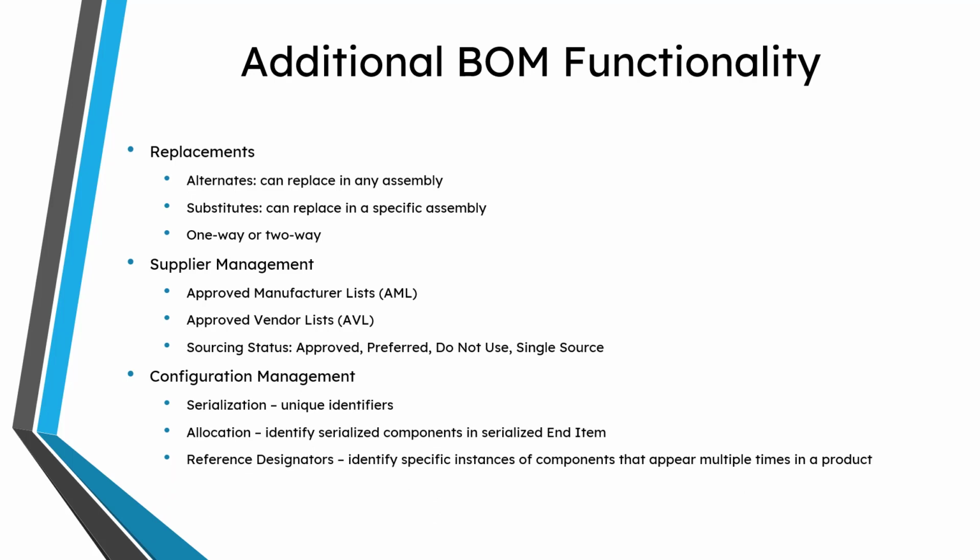And also you could use your BOM functionality for configuration management. In Windchill, you can actually serialize the different components. In other words, you could create unique identifiers for objects that are created in the real world. And you can also perform allocation to say that this serialized component was used in this particular serialized end item. And also you can define reference designators. A car has 4 different tires. You could have a reference designator in order to distinguish the front left tire from the rear right tire.